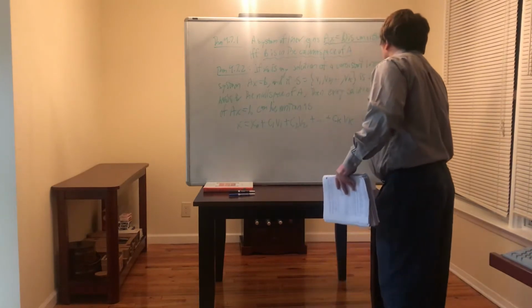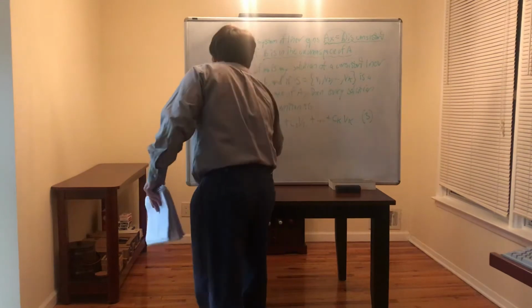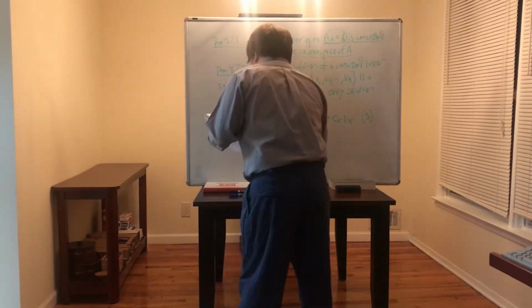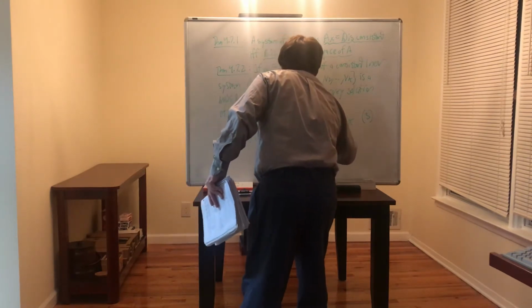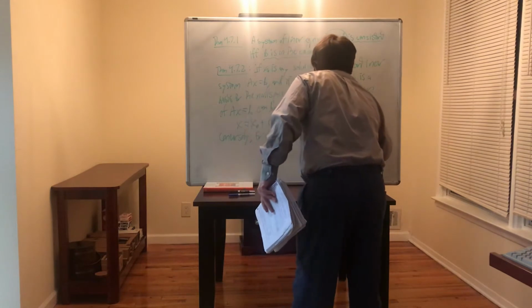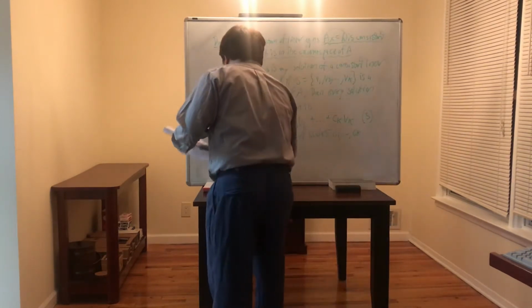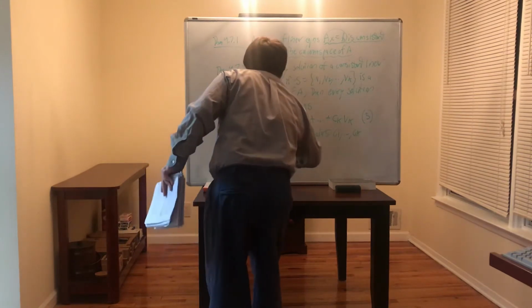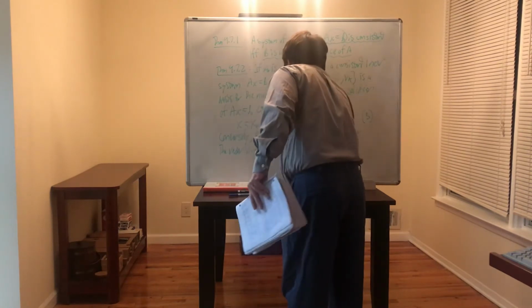That's equation 3. And conversely, for all choices of scalars C1 to CK, the vector X in the formula for 3 is a solution of AX equals B.